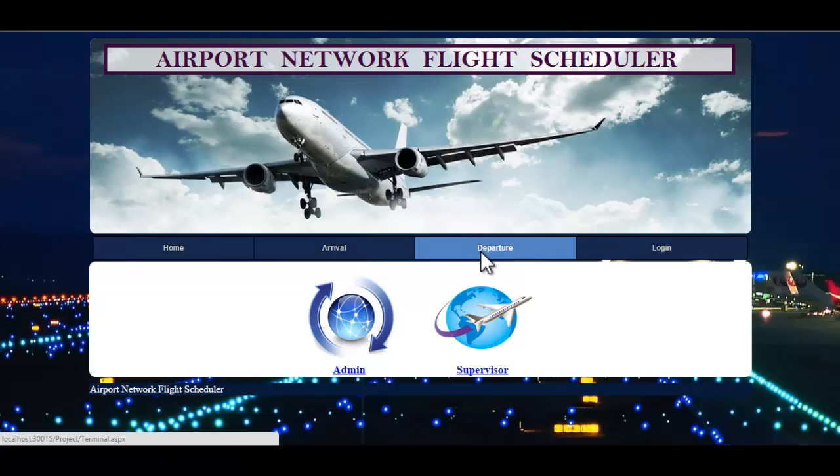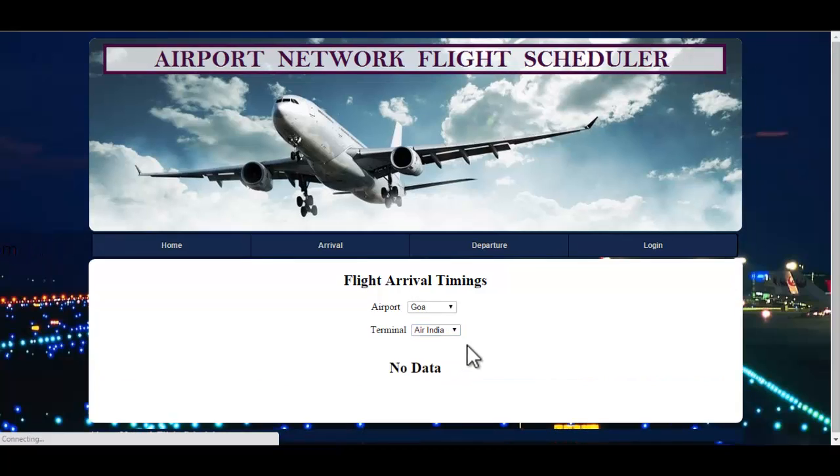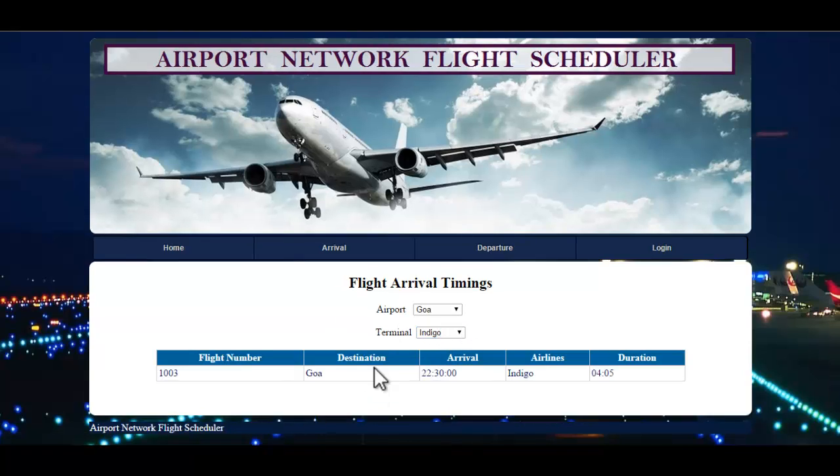Let's see the arrival and the departure module. These two modules can be viewed by the passenger of the airport on particular airport. So let's click on to the arrival module. Here the passenger can view the various flight arrival timings by specifying the airport as well as the terminal. There is no data for that particular flight. So over here, these are the flight available for this airport and the terminal.